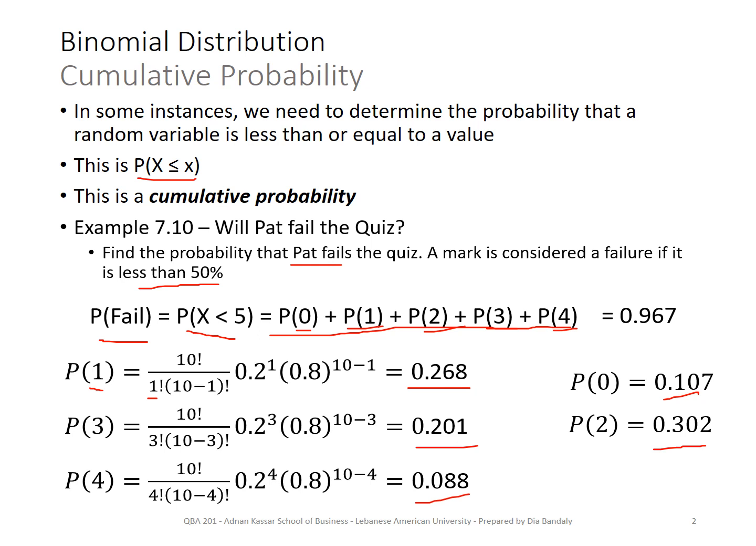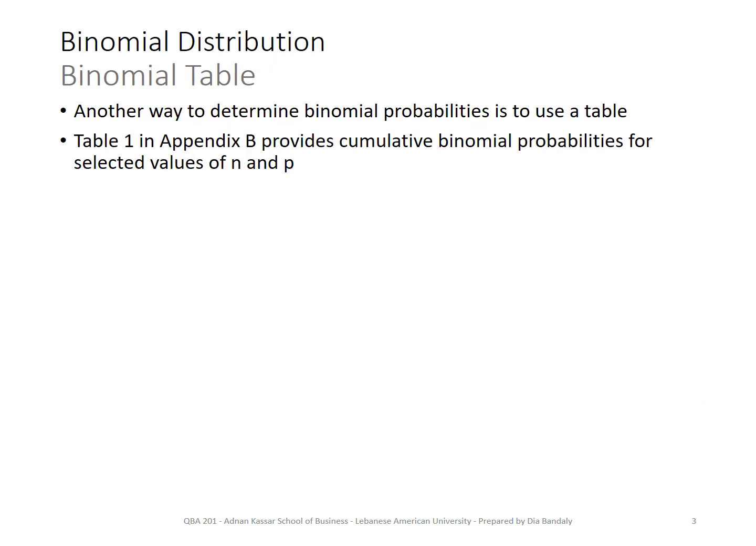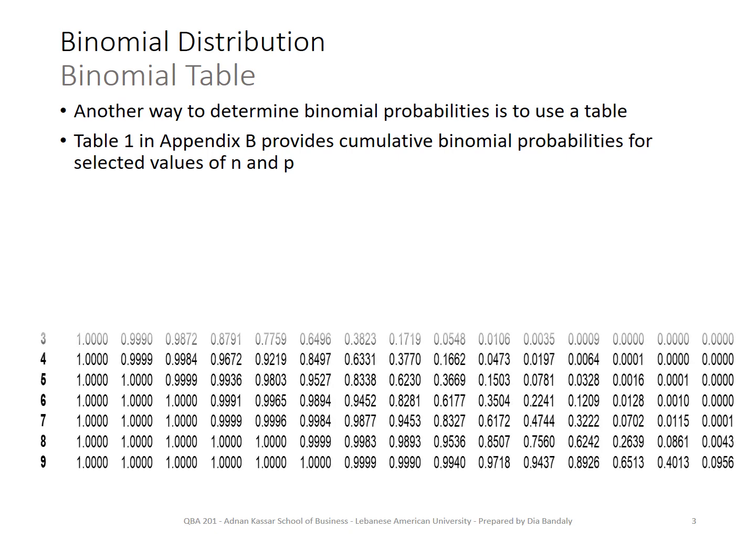All right. In the previous question, we found a cumulative probability, right? Because cumulative probabilities sometimes include a very large number of calculations, which is very time consuming, some tables were prepared. In our textbook, we have Table 1 in Appendix B that gives us cumulative probabilities depending on the number of trials and on what P is. So we have different tables for the different combinations of N and P.